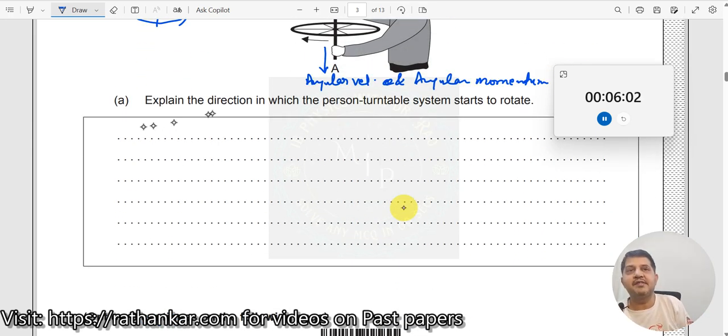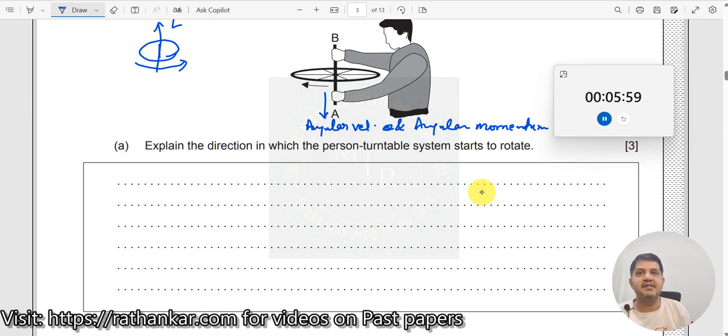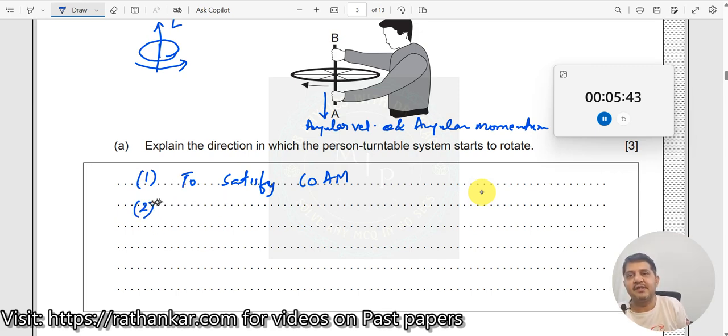How many marks is this? This will be for 3 marks. The first thing you should write is that to satisfy conservation of angular momentum, the system needs to rotate in the opposite direction. Since there are 3 points, you should write fully. The first reason is that angular momentum initially is in the downward direction.